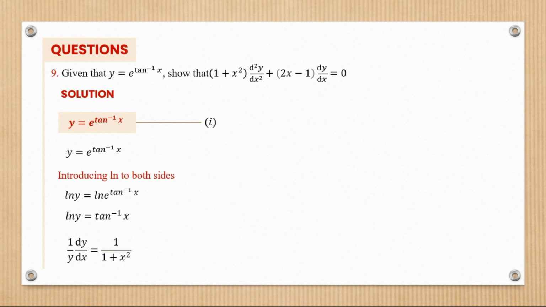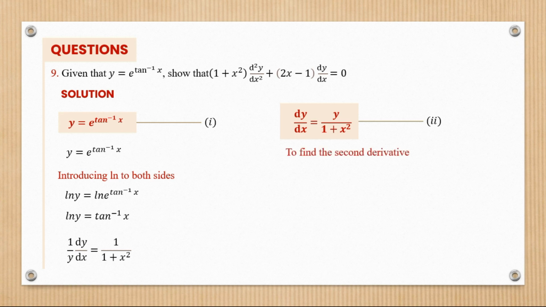Now remember that the derivative of ln y shall actually be equal to 1 over y, but because this is now implicit and we're differentiating a y on the left hand side, we're going to multiply it by dy dx, which is equal to, then remember that the derivative of tan inverse of x is 1 over 1 plus x squared. So in the cross multiply, we'll have dy dx is equal to y over 1 plus x squared, and that shall actually be our equation 2.